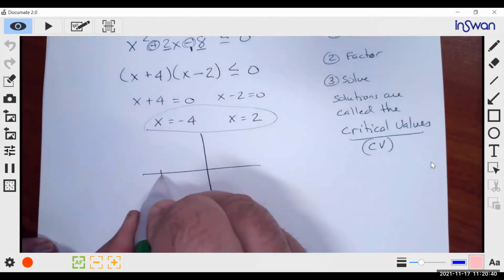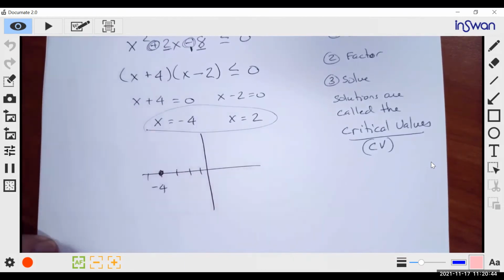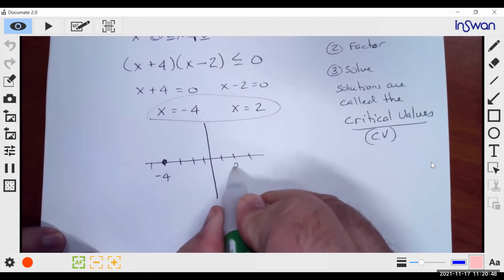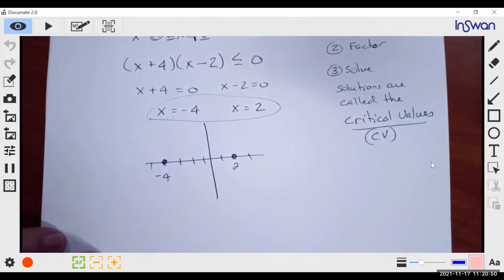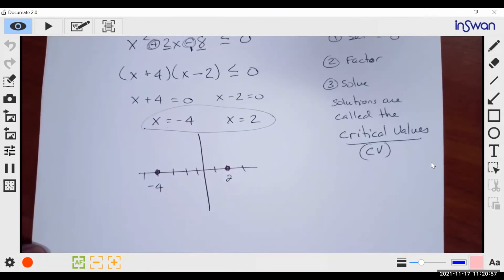So we know we have an X-intercept at -4, and at 2, we have an X-intercept. The reason they're critical is because they'll tell us where the answers are.